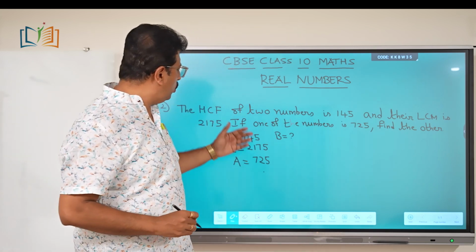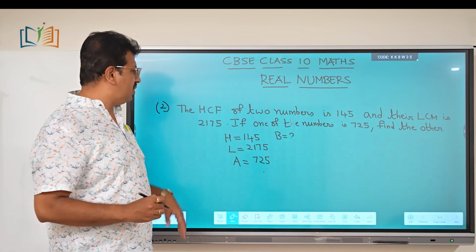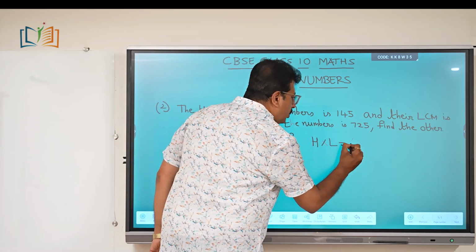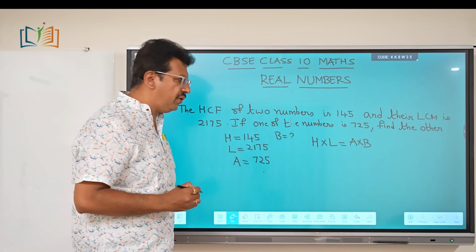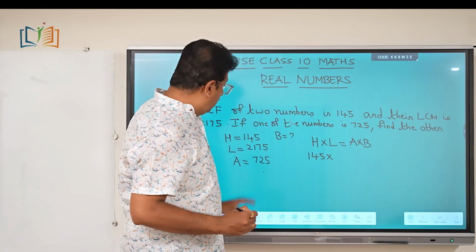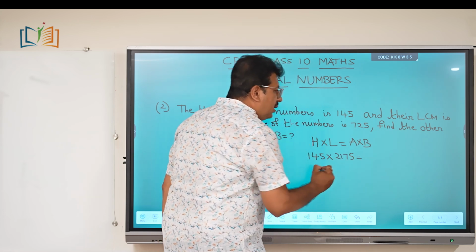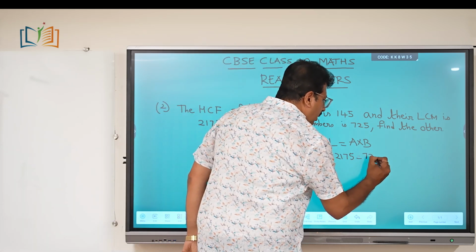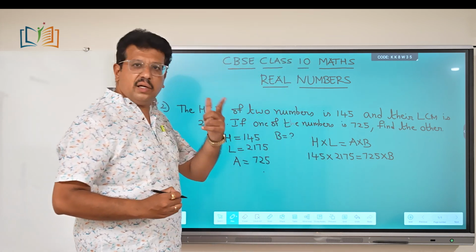The same concept I am trying to explain with one more sum, to make it easier for you in the exams. HCF into LCM equals A into B. Let us substitute: HCF is 145, into the LCM, 2175, equals A. A is one number we have taken as 725, and B we need to find out. What is B? That's the other number here.